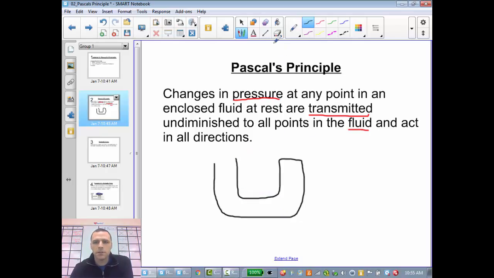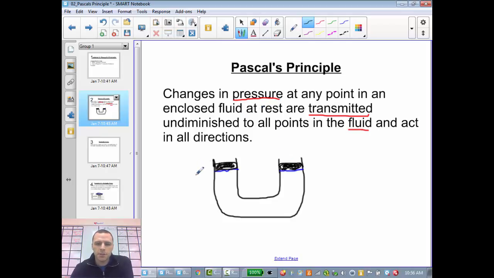So imagine, if you will, a U-shaped object that has some water in it. We learned in the previous lesson that water will reach its own level. Imagine at the ends of each of this U-shaped device, we put a little plug so the water can't escape. And what Pascal's principle says is this, so these are like those stoppers.